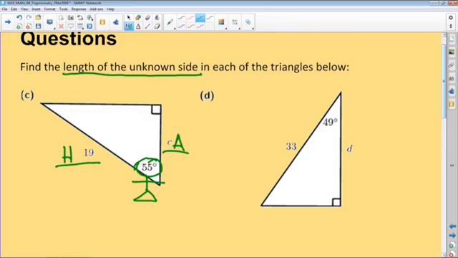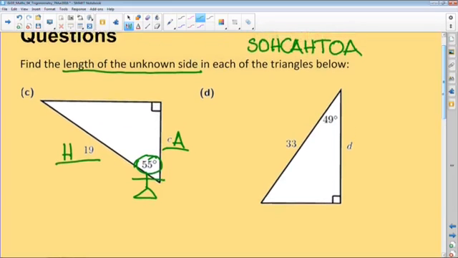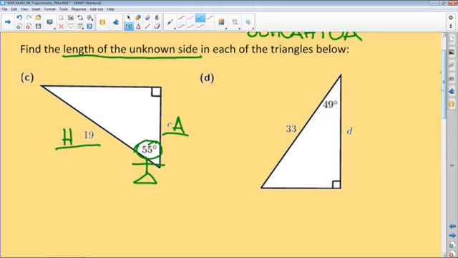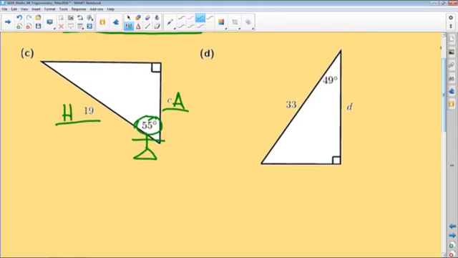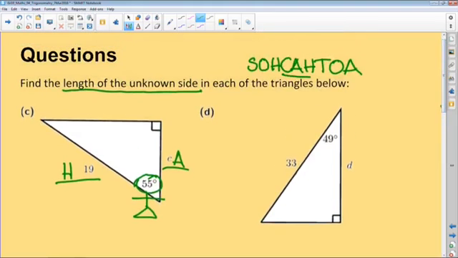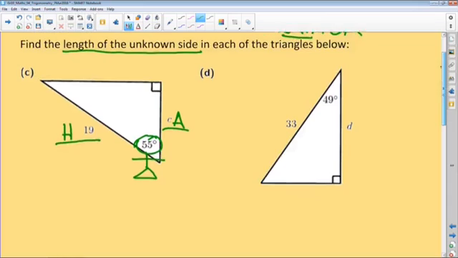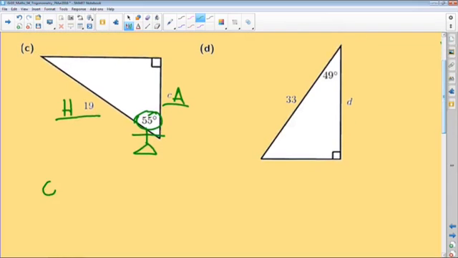So if I look at SOHCAHTOA, and I just want to encourage you to write this at the top of every single page in your trigonometry workbook, as well as on the top of every single exam and every single test, SOHCAHTOA, so that you can remember it in stressful situations. According to SOHCAHTOA, adjacent and hypotenuse form part of the cos ratio. So that means cos of 55 degrees is equal to c over 19.